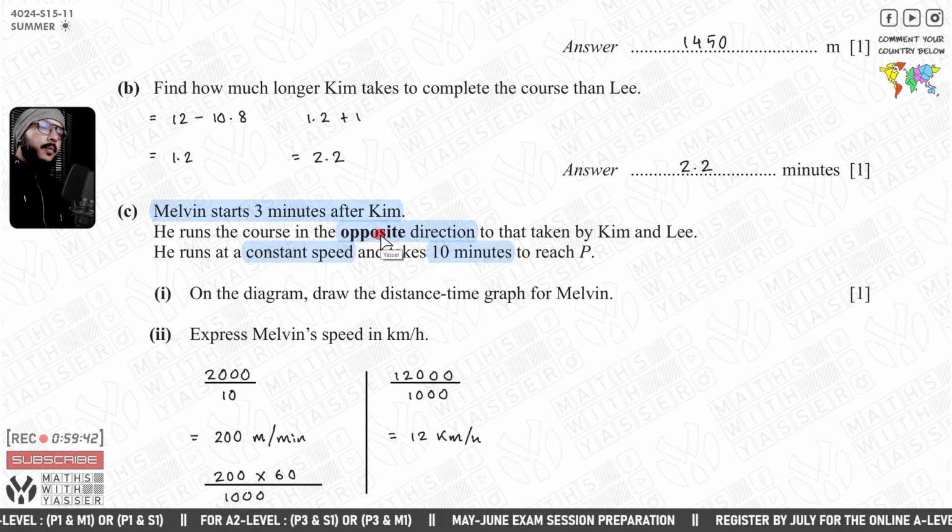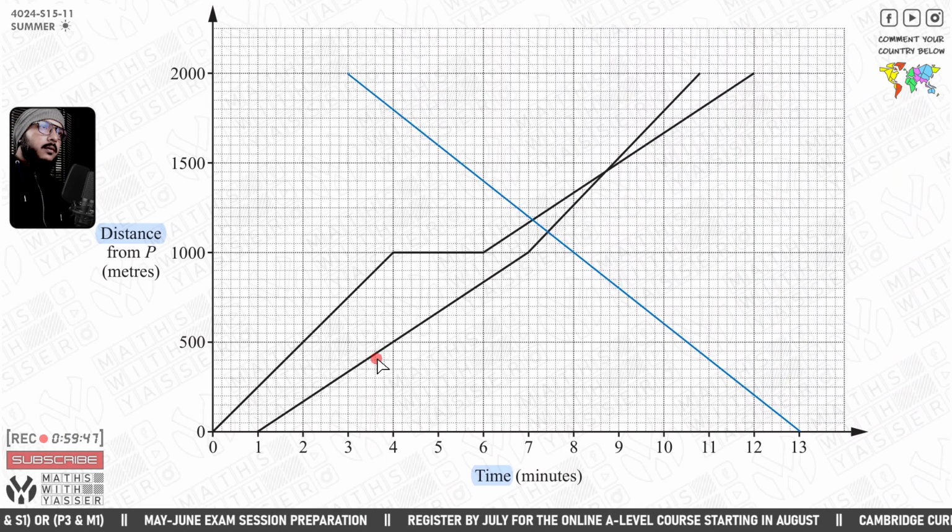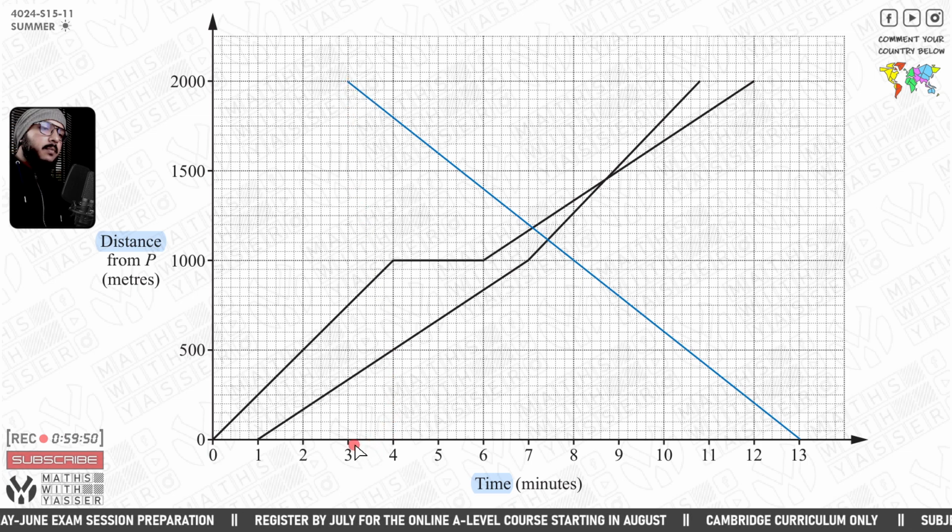So for opposite direction, that means it starts at the 3 minutes mark, and it also travels 2000 meters, but in the opposite direction. So that means it will start over here and it will end over here, since Melvin takes 10 minutes. So 3 plus 10 minutes is 13 minutes. And of course, this will be a straight line graph, since Melvin travels at a constant speed. Hence, we have a straight line gradient.